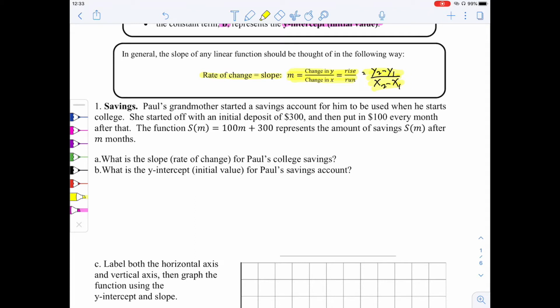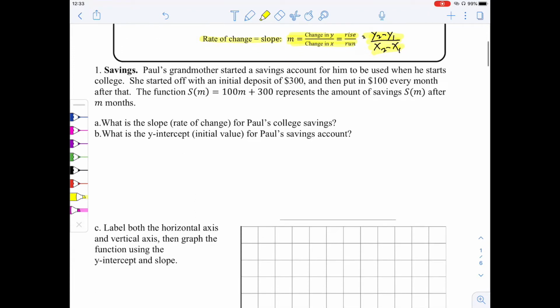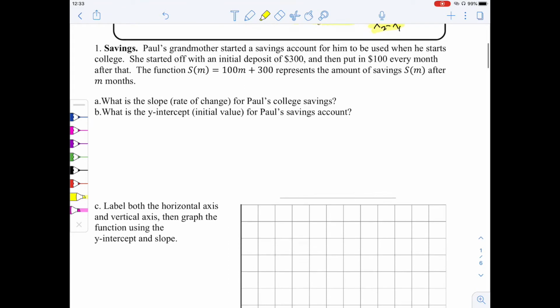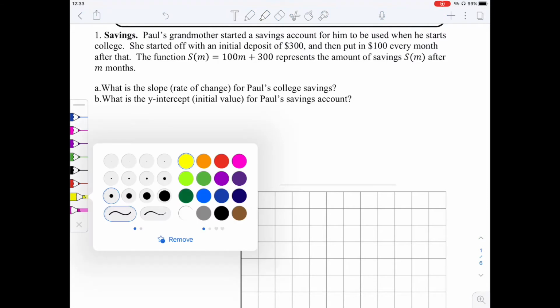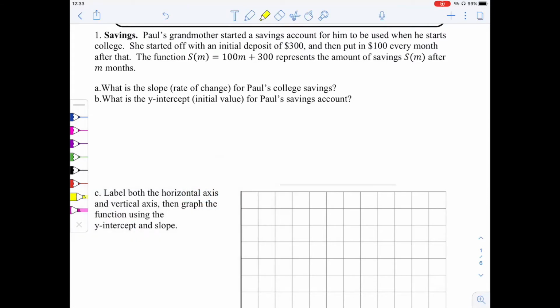Okay, so let's do number 1. Savings. Paul's grandmother started a savings account for him to be used when he starts college. He started off with an initial deposit of $300. Then he puts in $100 every month, and you're given the function S of m equals 100m plus 300, and that represents the amount of savings after m months. Okay, so what is the slope, which is your rate of change, for Paul's college savings?